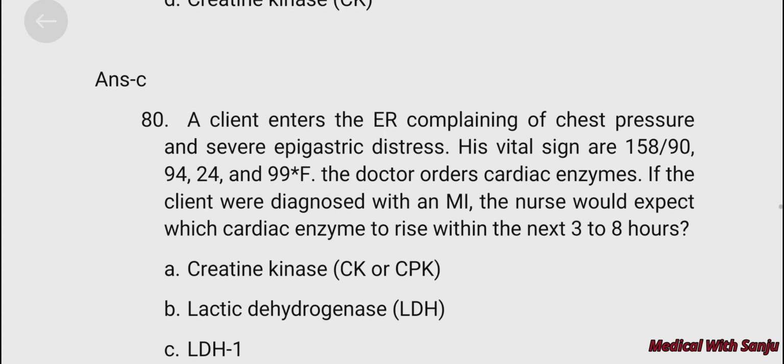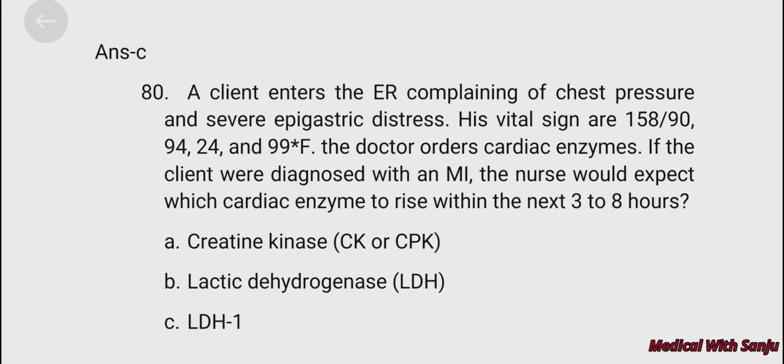Question number 80. A client enters the emergency department complaining of chest pressure and severe epigastric distress. His vital signs are 150 by 90, 94, 24. That means 150 by 90 blood pressure, 94 pulse and respiration 24 and 99 °F temperature. The doctor orders cardiac enzymes.